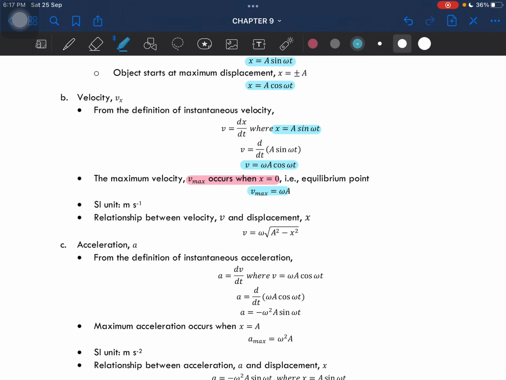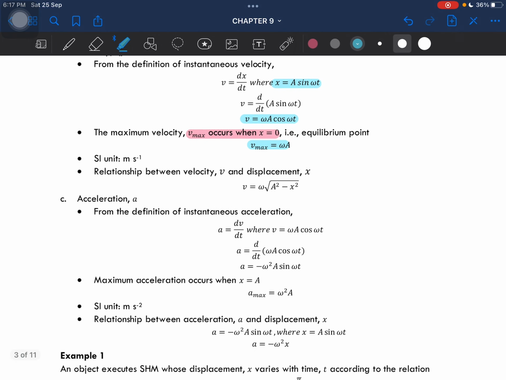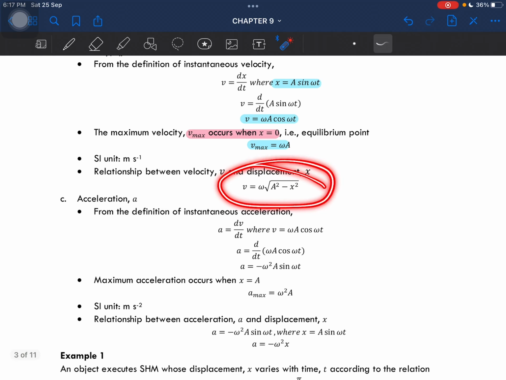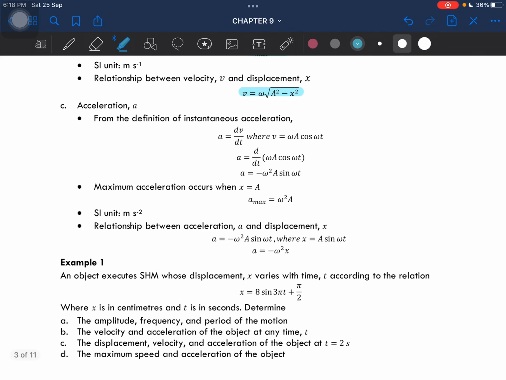Right, what else? The SI unit there is meter per second. And this is the relationship between velocity and displacement. I think this is given in your formula sheet. Just make sure you know how to use the equation. So this is for velocity, and now we are going on to acceleration.